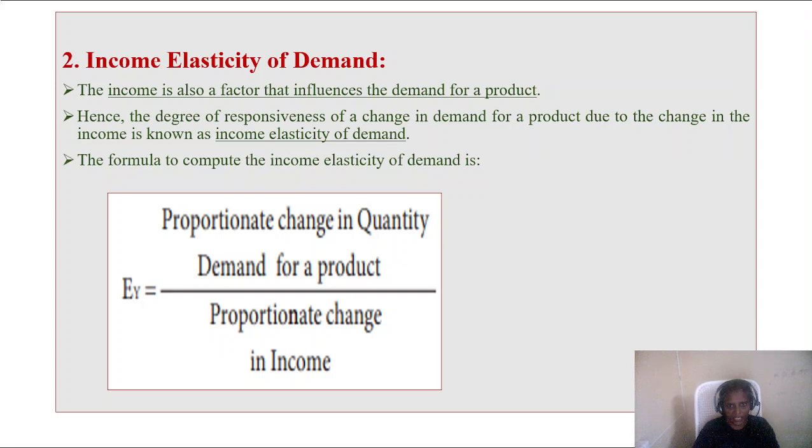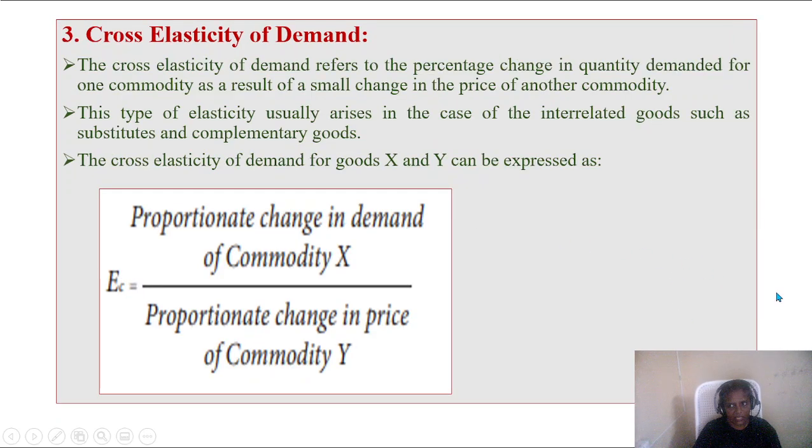So when there is a change in the income, the quantity demanded also keeps on increasing like that. Only the thing is, the proportionate change is very important. The word proportionate change indicates that the same ratio of change in one factor leads to the same level of change in the other factor. That is the very important thing here.